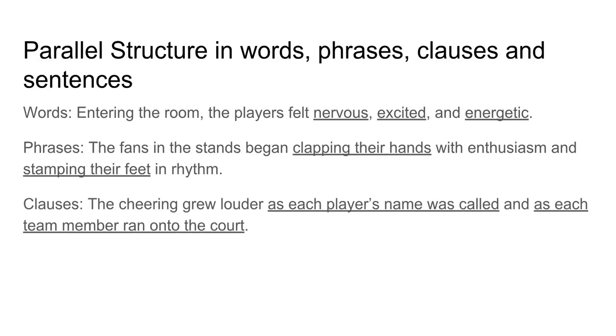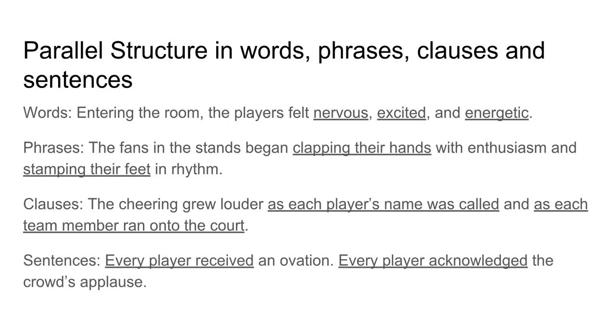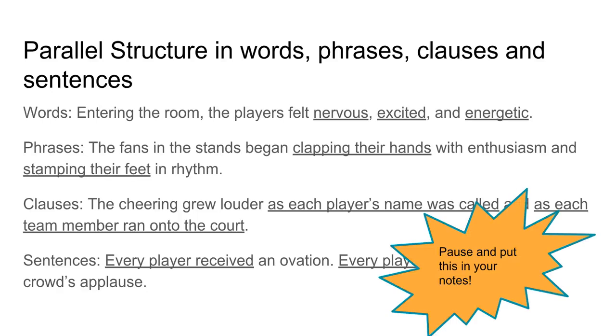Clauses: the cheering grew louder as each player's name was called and as each team member ran onto the court, where we have the as each, person, verb, location. Parallel clauses. And sentences: every player received an ovation. Every player acknowledged the crowd's applause. Subject, past tense verb, object of the verb, and we even started with every player and every player. Basically, parallel structure establishes a sort of rhythm and fluency. So pause and put these examples in your notes.